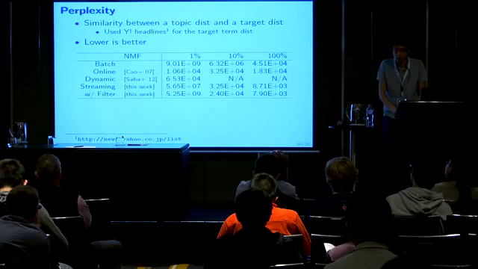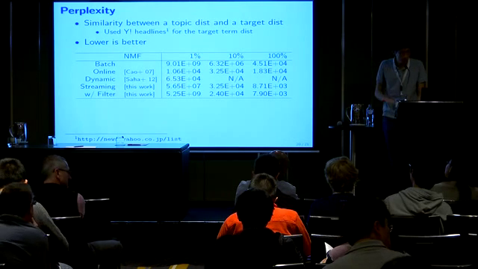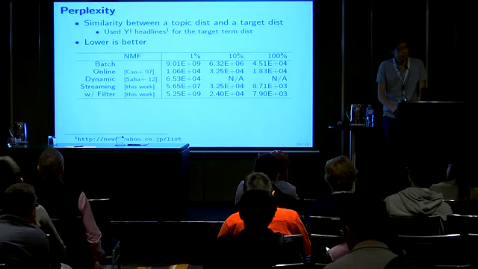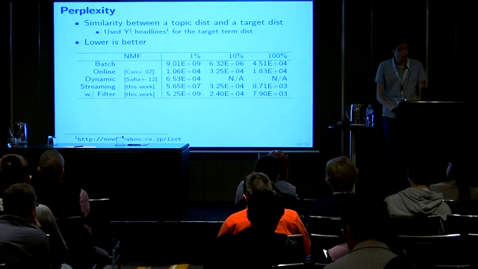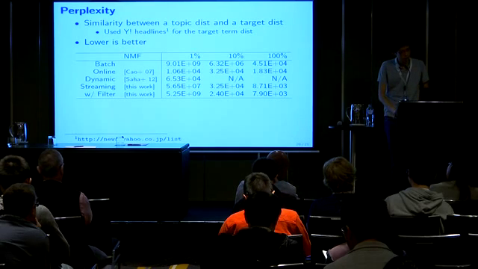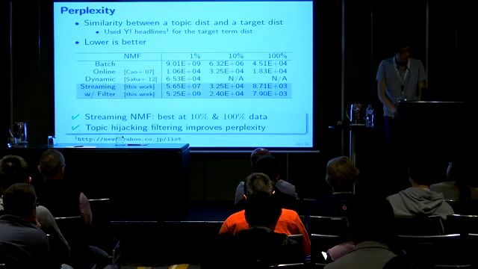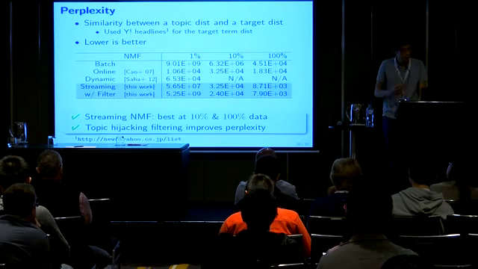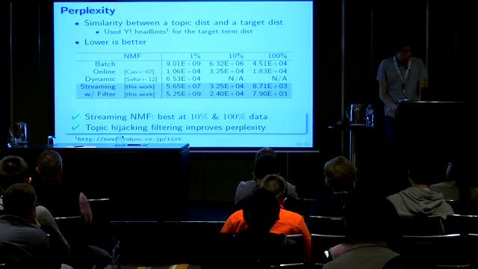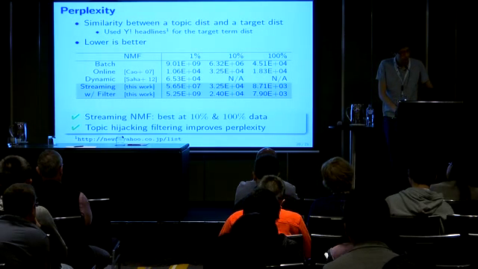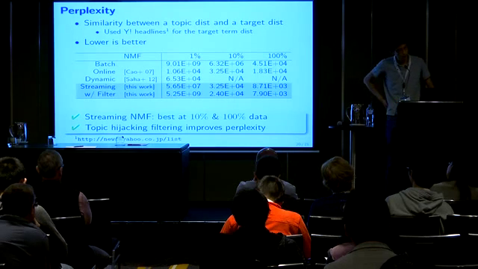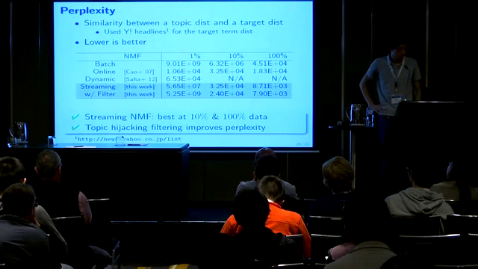Also, for evaluating the quality of the topics, we measure the perplexity, which measures the similarity between the obtained topic distribution and the target distribution. Lower is better. The result shows that on 10% and 100% of the data, the streaming NMF achieved the best performance. Also, the filtering improvement may not look big, but it sufficiently improves the perplexity.